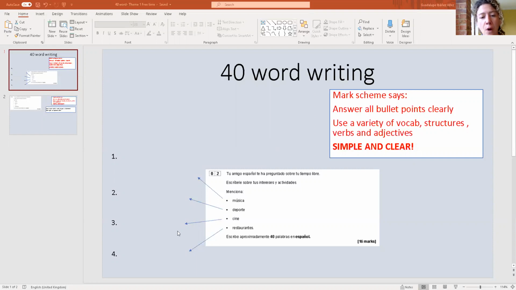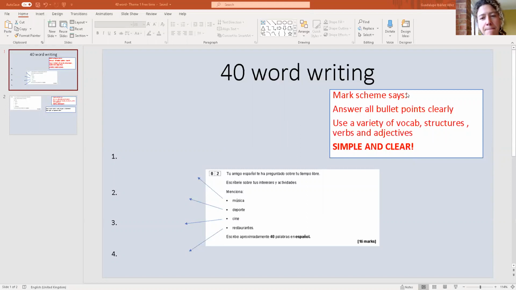But what I would like to do today is going through the plan. What are the main points that you need to remember? And then I would like you to try to do it yourself. So let's get started. I'm going to, first of all, just go very quickly through the mark scheme.